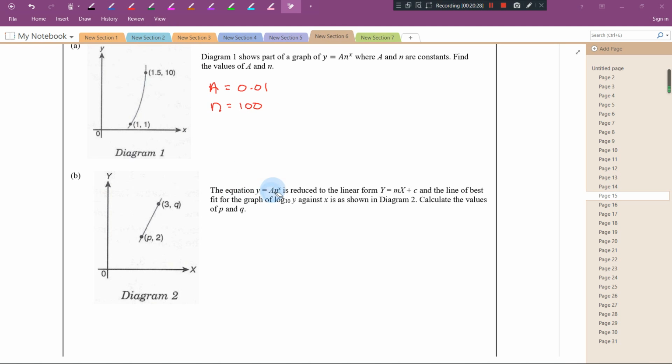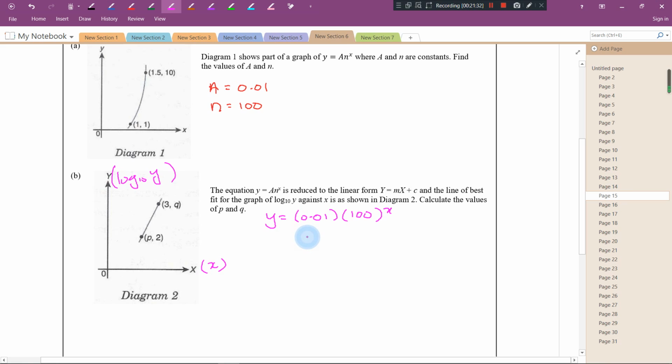The equation y equal to a n raised to the power of x is reduced to the linear form y equal to mx plus c, and the line of best fit for the graph of log base 10 of y against x is as shown in diagram 2. Calculate the value of p and q. This axis will actually tell us how to reduce the non-linear relations. Since I already got the value of a and n, I'm going to plug in here. y equal to 0.01 and 100 raised to the power of x. Be careful, you cannot multiply this one by this one because you have a power here.